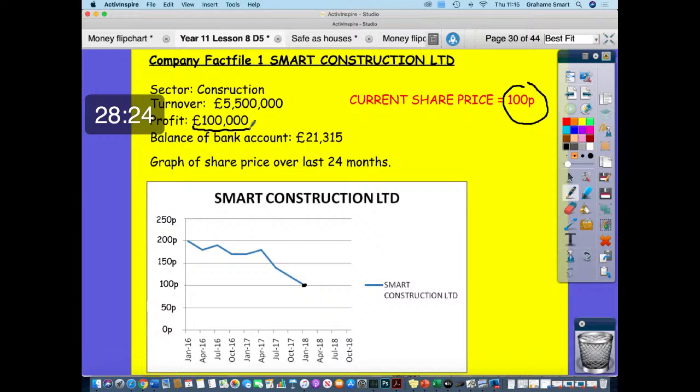And let's have a look at the share price. If you look at that graph here of the share price over the last 24 months, it's been going downwards. Okay, so I'm not convinced that I'd invest in Smart Construction Limited right now. Let's have a quick look at the next one.